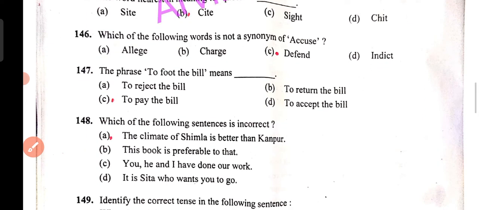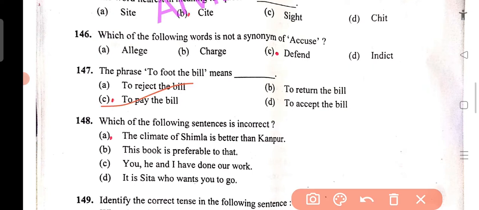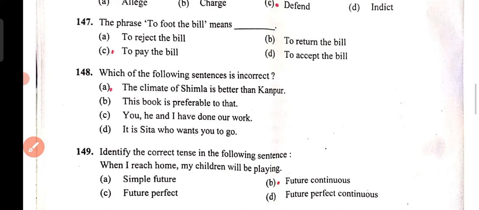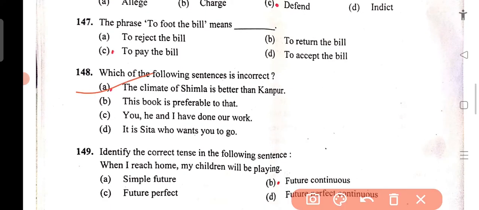Now the next question number 147. The phrase to foot the bill means to pay the bill. Now the next question 148. Which of the following sentences is correct? Correct sentence is option number B. The climate of Simla is better than Kanpur, and others are not correct. So option number A will be the correct.